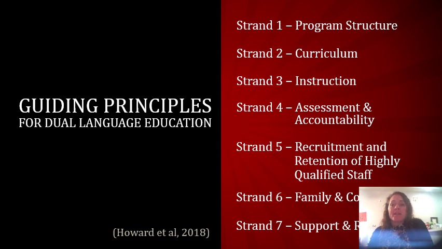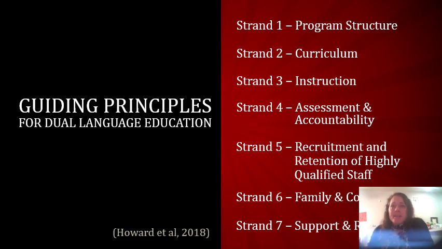The third strand is instruction, and instruction must occur. It must be a 50-50 or a 90-10, but a minimum of 50% in the target language, and that is, like we discussed before, to protect that target language and to give it appropriate exposure so that the students can learn the target language.